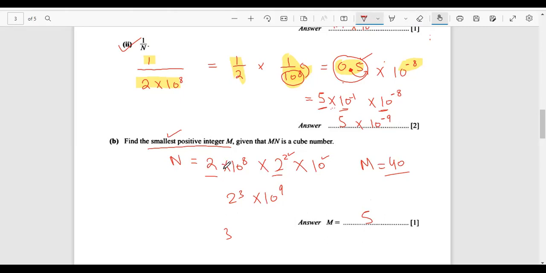A lot of numbers can make m into n a cubic number, but we need to be precise about what we have in the question. It says smallest possible. So when we multiply 5 with this, it would give you 10 power 9, and 10 power 9 would basically be a cubic number, right? So that is why it is 5. So I hope it's okay and you guys don't have any confusions with this. It was simple.